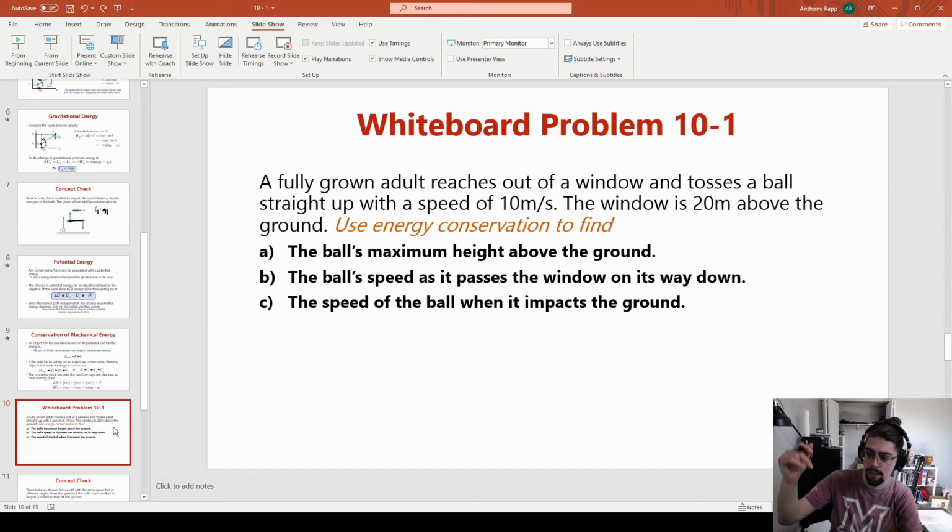We're going to toss something up into the air with a speed of 10 meters per second. The window is 20 meters above the ground. So, right, we're not doing this on like ground floor or anything else. We really want to break things. Use energy to find the ball's maximum height above the ground, the ball's speed as it passes the window on the way down, and the speed of the ball when it impacts the ground. Can I demonstrate?